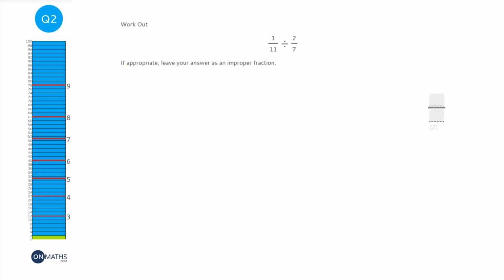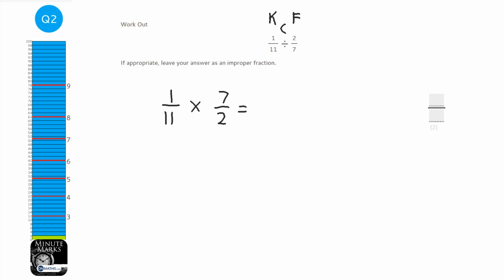The rule to remember when you're dividing fractions is KFC. Keep the first fraction the same, flip the second fraction, and change the divide to a times. So I'm going to rewrite that. I'm going to keep the first fraction, flip the second fraction, and change the divide to a times. And then when you're timesing fractions, you times the top, so 1 times 7, and times the bottom, so 11 times 2. So it's 7 over 22.